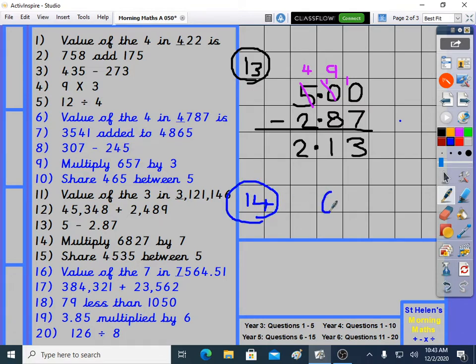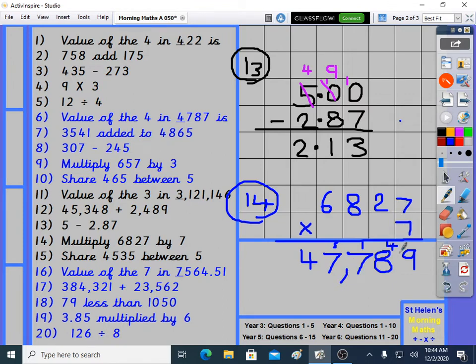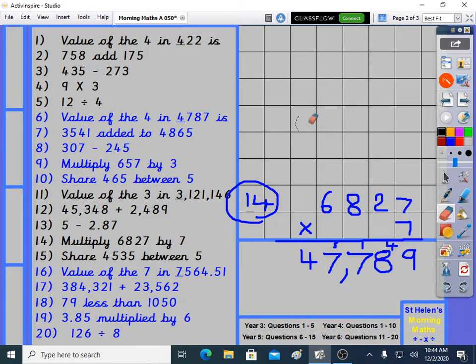Multiply, so standard method now in Year 5. 6,827 times 7. 7 times 7 is 49. 7 times 2 is 14, plus 4 is 18. 7 times 8 is 56, plus 1 is 57. 7 times 6 is 42, plus 5 is 47. Tricky times tables there of all these 8s and 7s, so I will definitely check them. Okay, 47,789. Question 15 will be quicker.